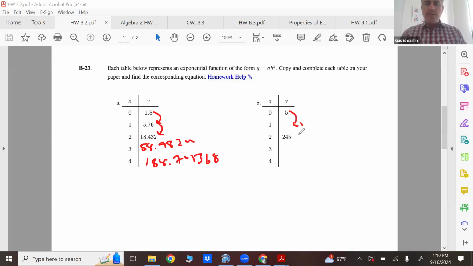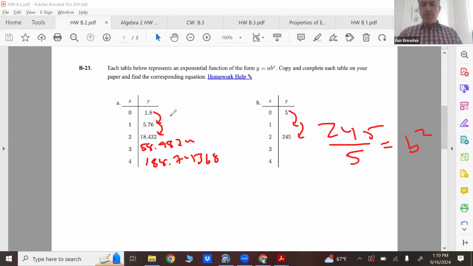Now here, this is a little tricky. How many times do I have to multiply by the ratio to get from the first point to the third point? How many times do I have to apply that multiplier? Twice, right? So what you could do is say 245 over 5 equals b squared. Because you have to multiply by b twice to get from (0, 5) to (2, 245). Whereas for a, every jump was 3.2 when I found the ratio. So if I do that, I should get 49 equals b squared. So b is 7. So you have to jump by 7 every time. Or multiply by 7, that's what I meant to say. So you multiply by 7 every time.